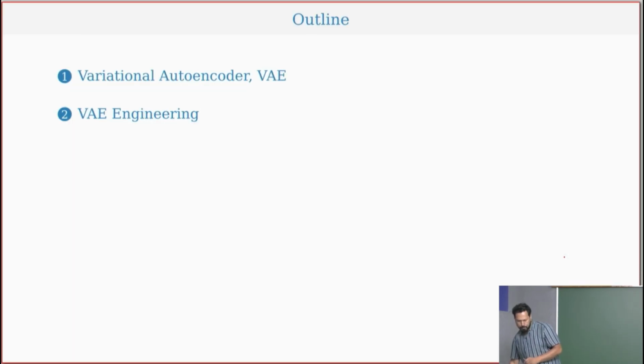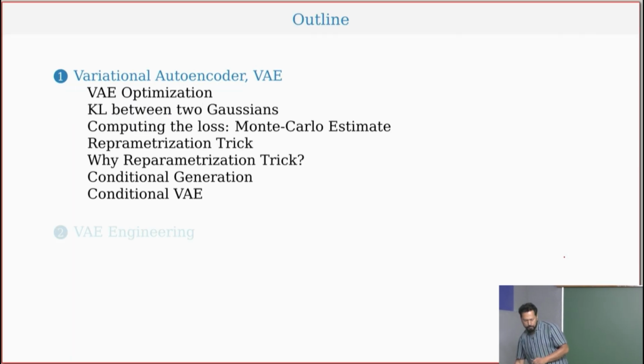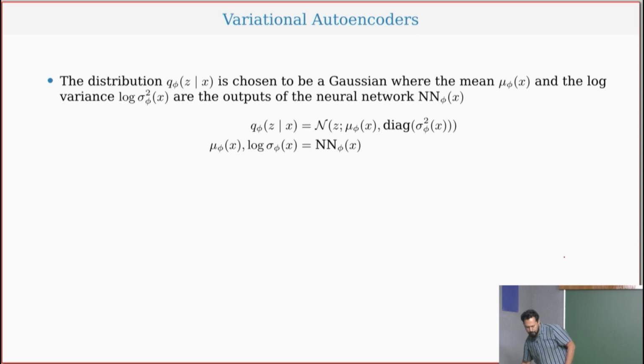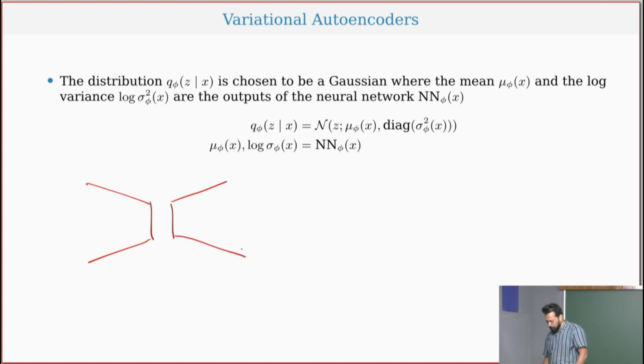Yeah, so these are the topics, and we already started variational autoencoder last time, and we did up to KL between two Gaussians. So we will quickly look at the objective. If you recall variational autoencoder, then we have the encoder and we had the decoder. So this q phi z given x is the encoder.